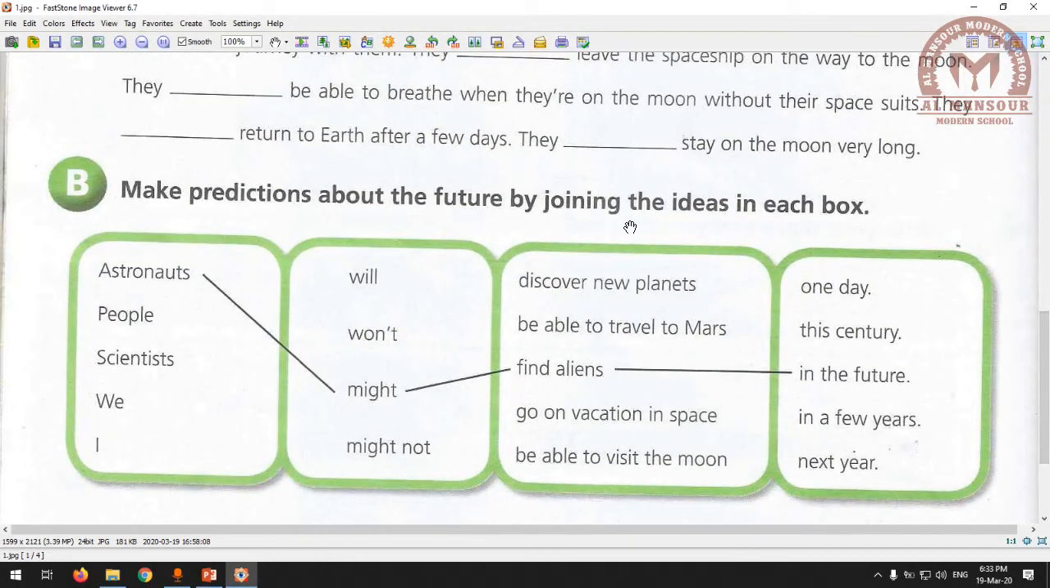Make a prediction about the future by joining the ideas in the box in each box. Okay, so here the first one is already solved. Astronauts might find aliens in the future. You can finish this one by yourself.